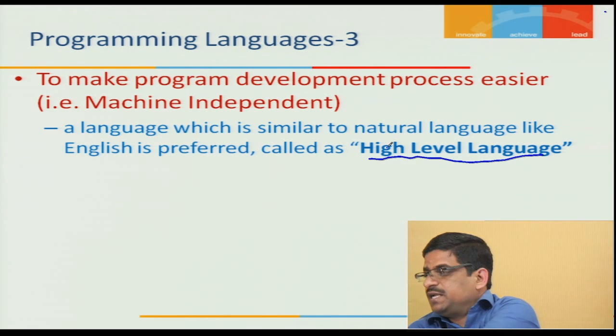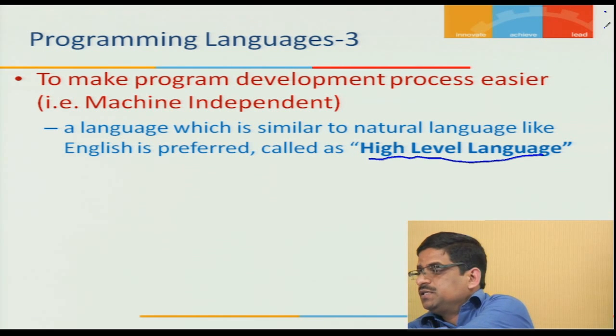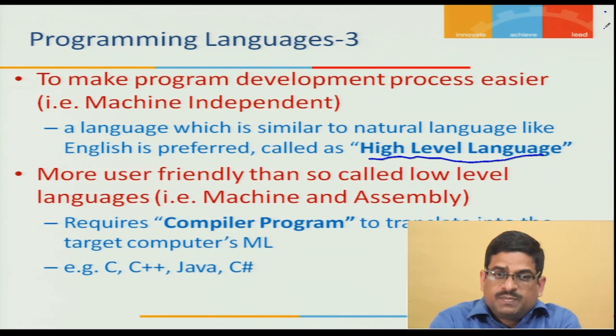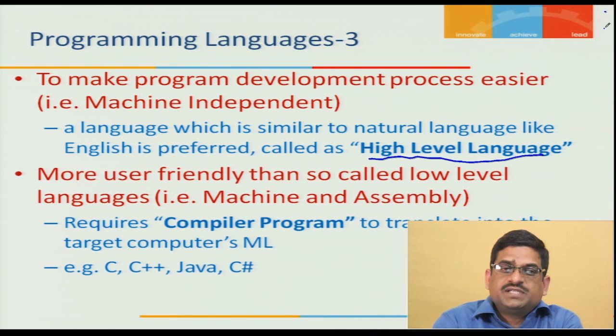Examples of high level languages are C, C++, and Java. These are all high level languages. So what is the advantage of these high level languages? First of all, writing a program using these languages is more like writing in English, so there is better readability. And second, your program can run on any kind of machine. If you have written a program for one machine, it will now work for any machine.